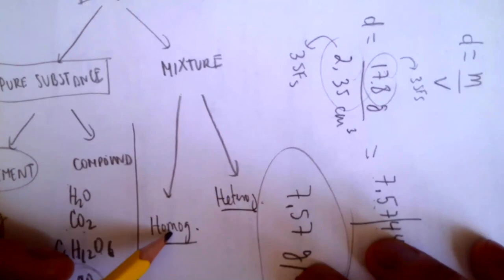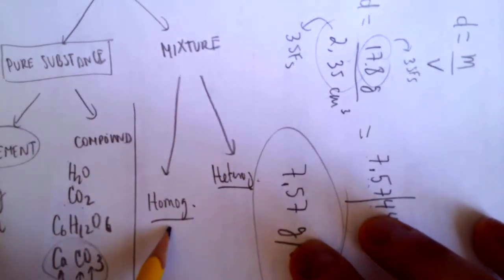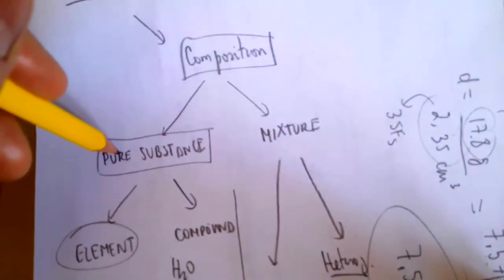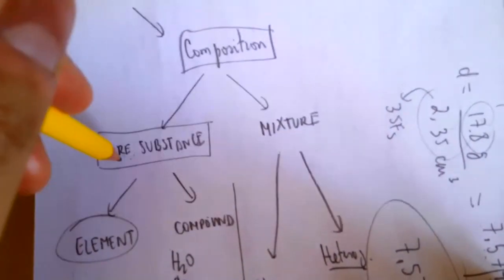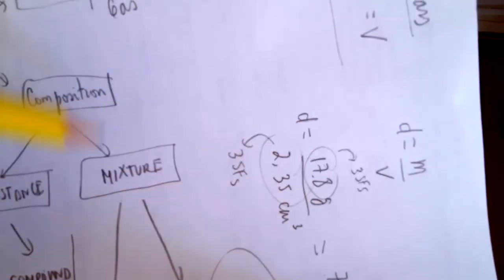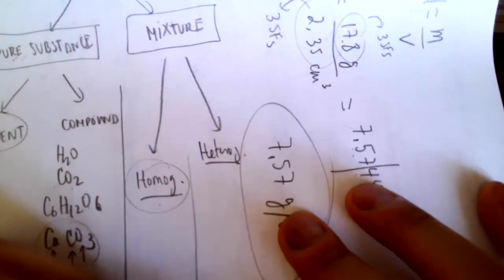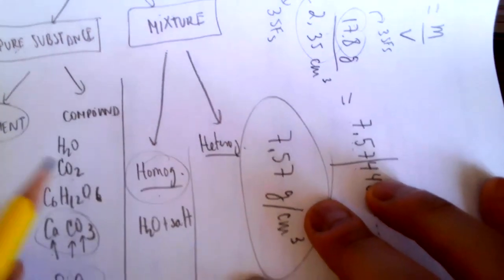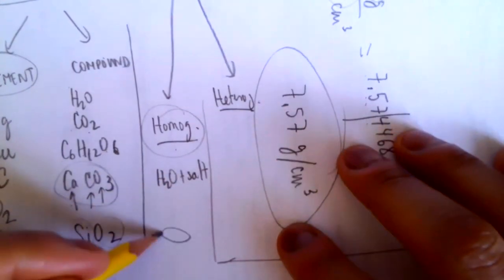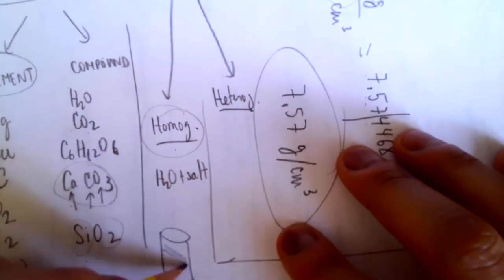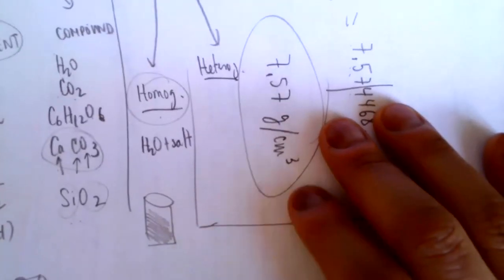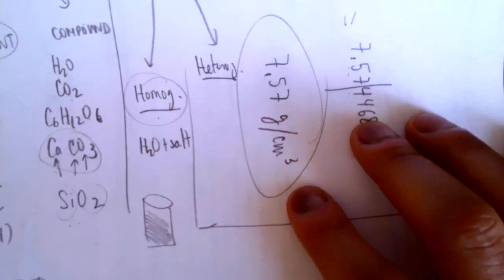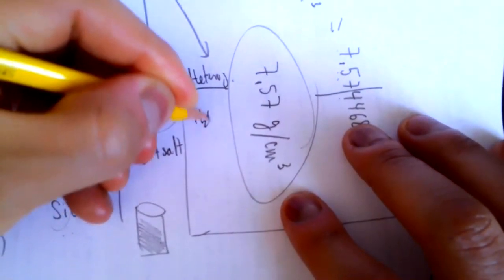What happens in a mixture? In a mixture, I have more than one type of matter. A pure substance has only one type of matter; a mixture has more than one. A homogeneous mixture is when I dissolve, let's say, salt in water. You dissolve it in a beaker or in a glass, and you will see only one thing. That's homogeneous. What about heterogeneous? Water and sand.